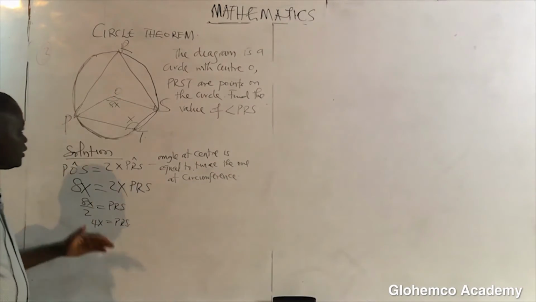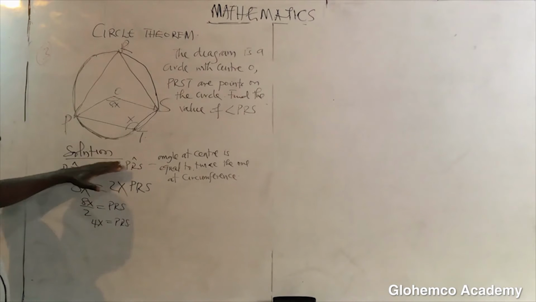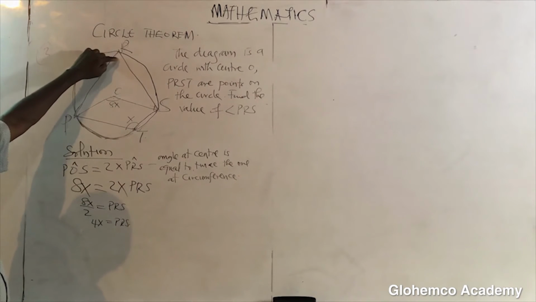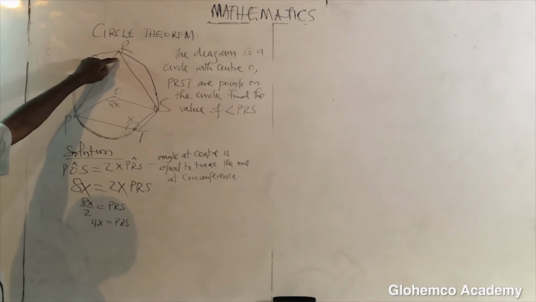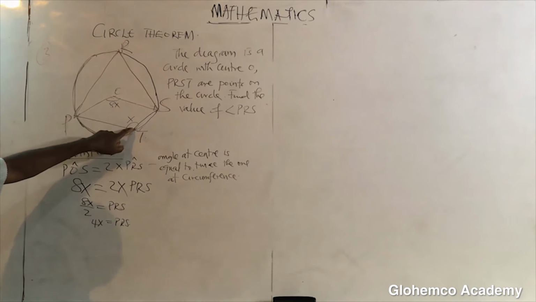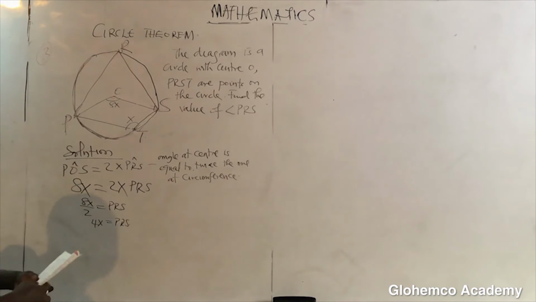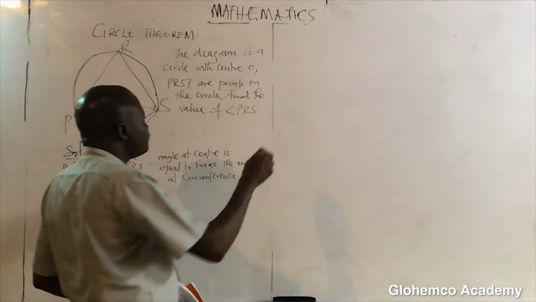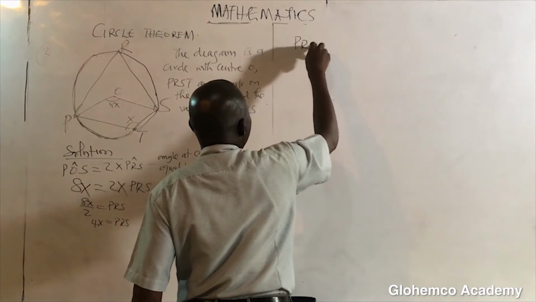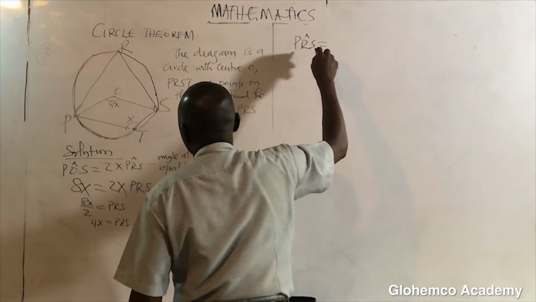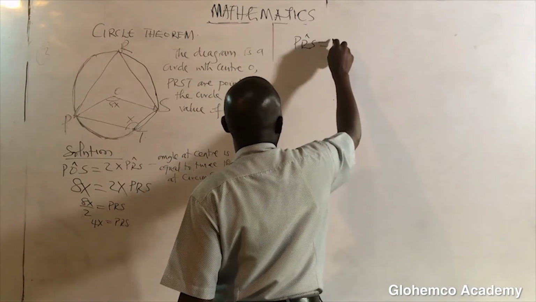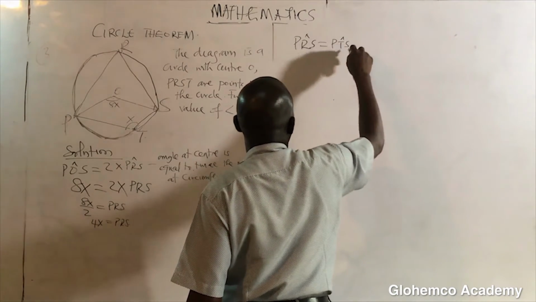What you can do now is look at the diagram again. Our PRS is standing here. It is opposite to this PTS. We can state it clearly that PRS is equal to PTS.